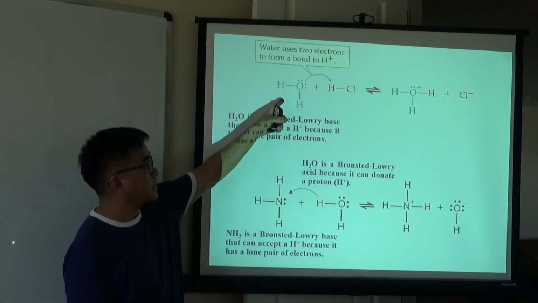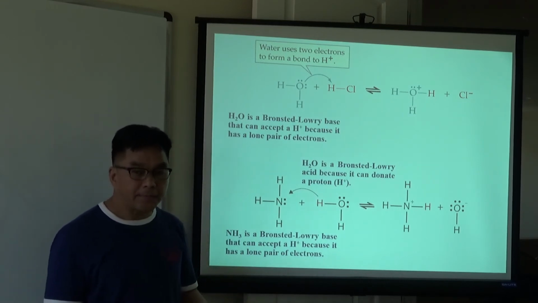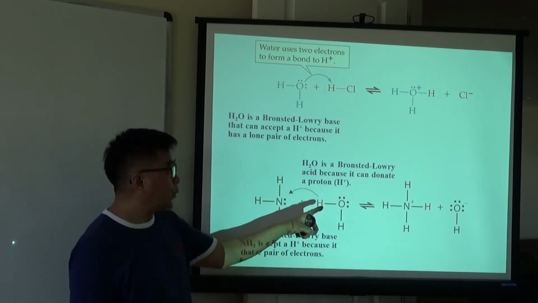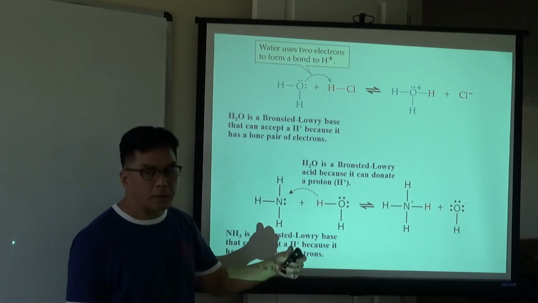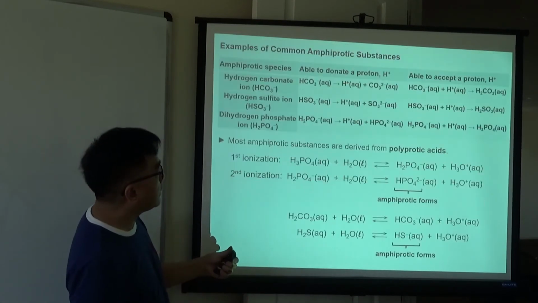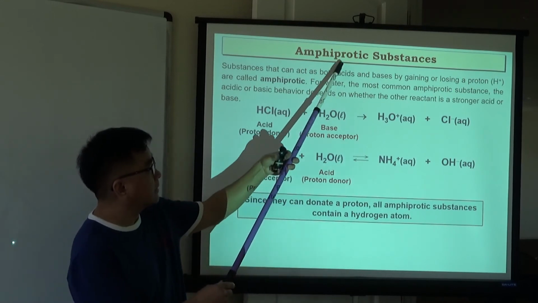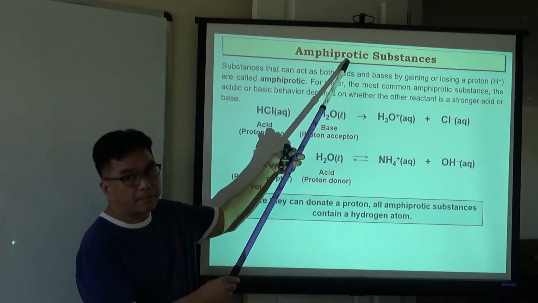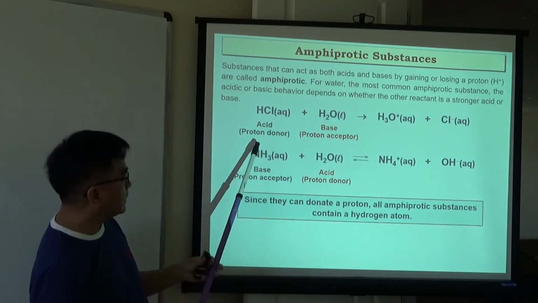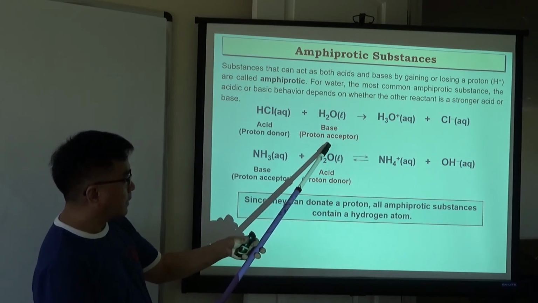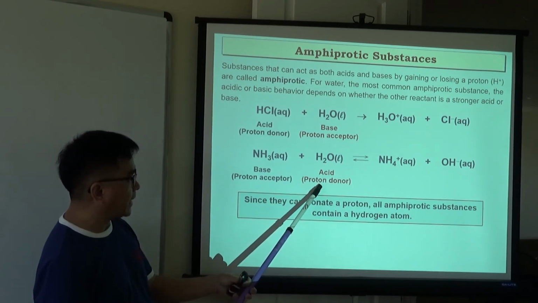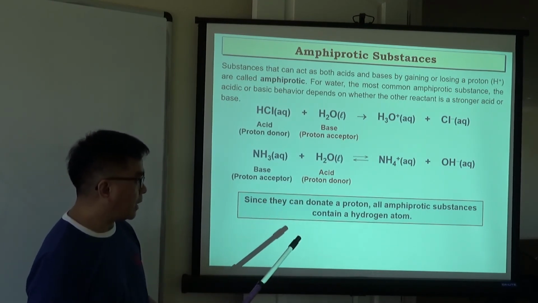Here it acts as a Bronsted-Lowry base. So a substance that can act sometimes as an acid and sometimes as a base by losing or gaining a proton is called an amphiprotic substance, because by donating or accepting a proton, it can act as an acid or a base. So again, here's the example. Here the water acts as a proton acceptor. Here it acts as a proton donor.